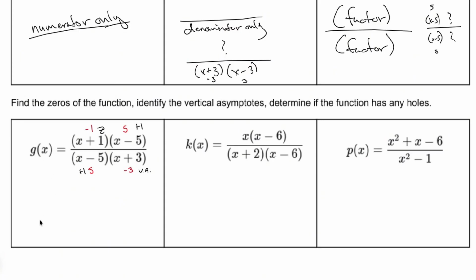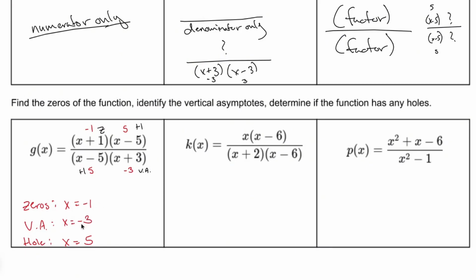So let's write down: our zero is going to be at x equals negative 1, because it has a unique factor in the numerator only. I have 5 and 5 here, so that's going to be a hole. My hole exists when x equals positive 5. And my vertical asymptote is when I have a unique factor in the denominator only. That happens at x equals negative 3, and yes, that is the straight up and down line x equals negative 3.